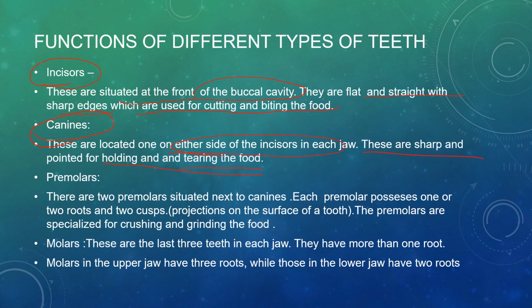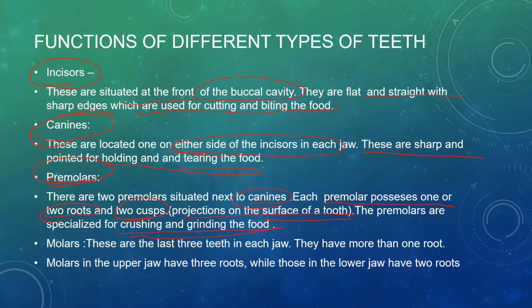Now next to them comes the premolars. There are two premolars situated next to the canines. Each premolar possesses one or two roots and two cusps. So what are cusps? These cusps are the projections on the surface of the tooth. And what is the function of the premolar? It is used for crushing and grinding the food.